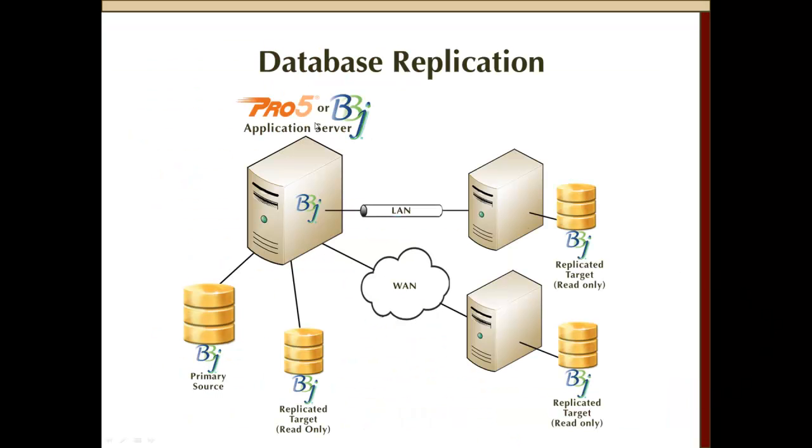So let's imagine we have Pro5 or BBJ application server running over here that has your clients connecting in. And here you have your BBJ database, your primary source, either your mkeyed files, your direct files, whatever file types that you have in the Basis database. And then you could have a replicated target that's read-only on the local machine, or on a local area network, we could have a replicated target, and this is and/or.